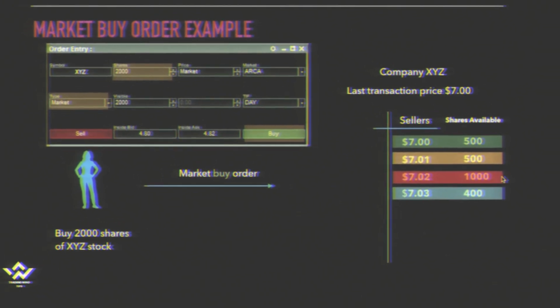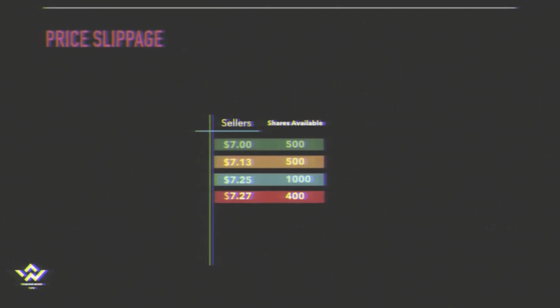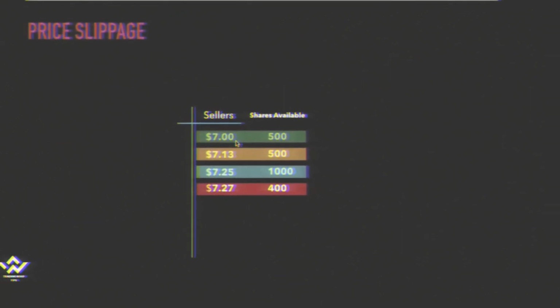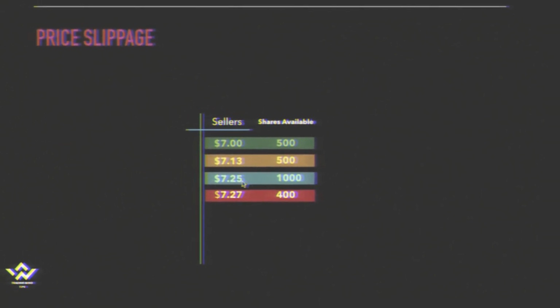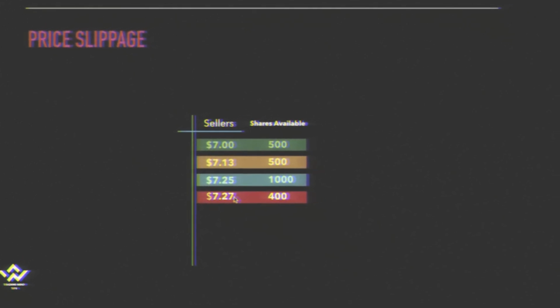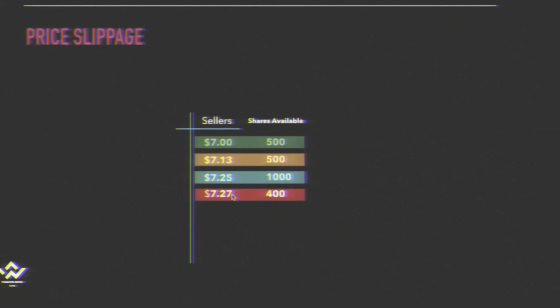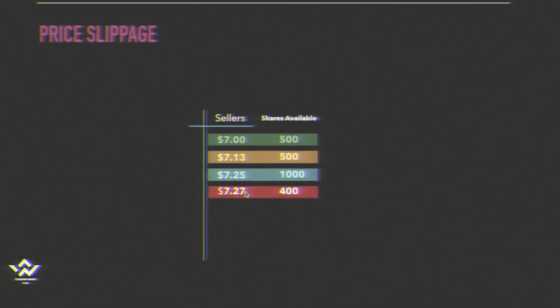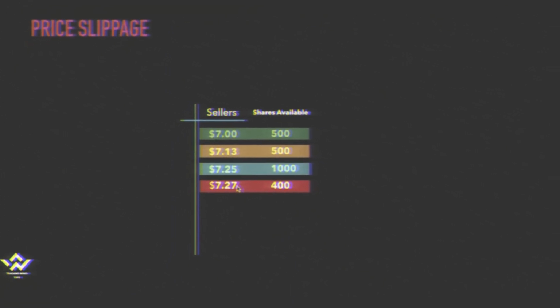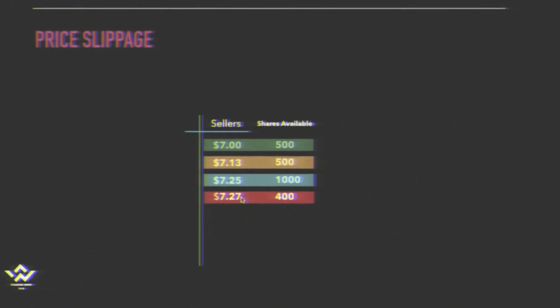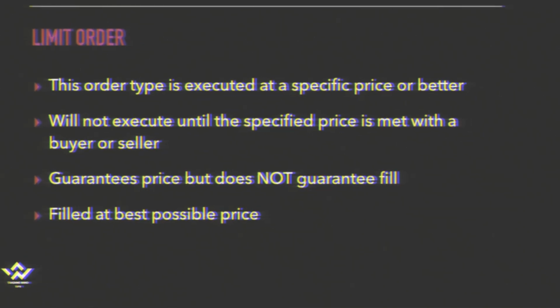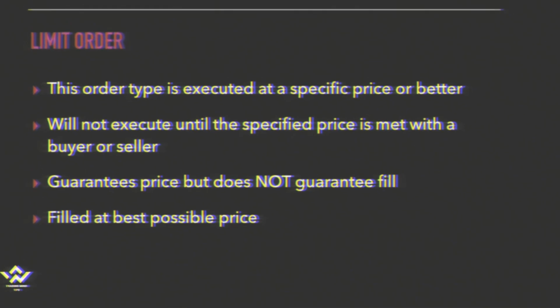When this happens, this is called price slippage. Slippage can be very dangerous if the price difference between each level is very large. This happens when stocks experience high volatility and are also less liquid, trading on low volume. So if we were trading these types of stocks, we need to eliminate as much slippage as possible. And the best way to eliminate slippage is to use a limit order.